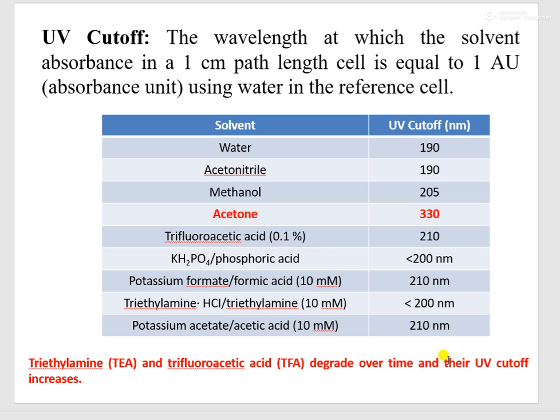The thumb rule is that your sample lambda max should be greater than the UV cutoff of the solvent of your mobile phase. Here you can see acetone has UV cutoff 330. You cannot use acetone as a solvent for estimation of paracetamol, because paracetamol has around 257 nanometer lambda max and acetone has UV cutoff 330. Also, solvents like triethylamine and trifluoroacetic acid degrade over time and their UV cutoff increases. So you have to keep this point in mind.